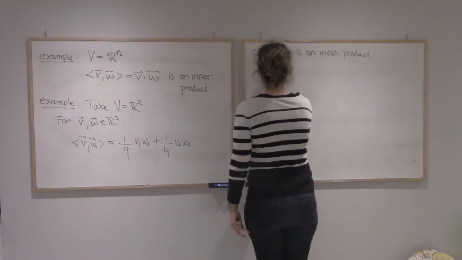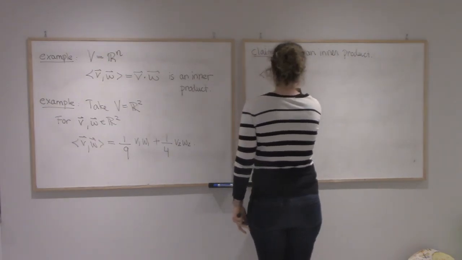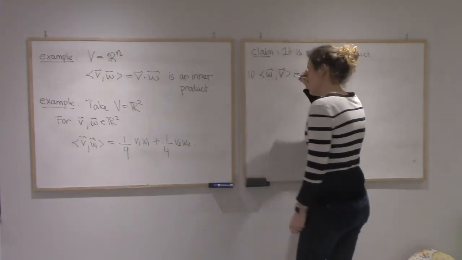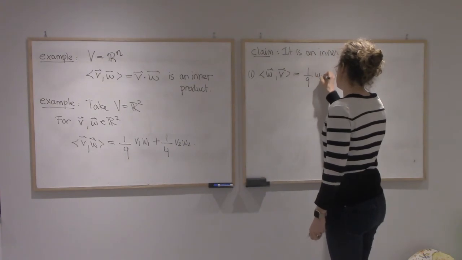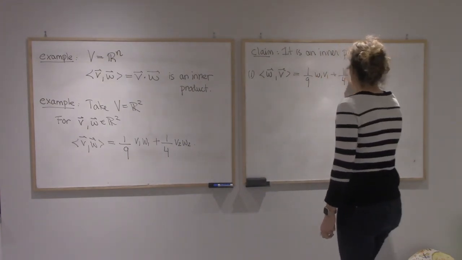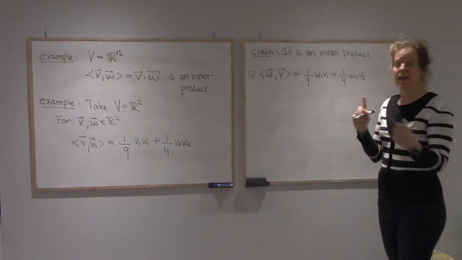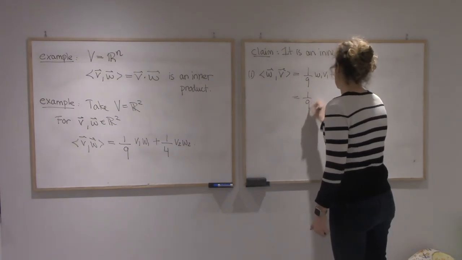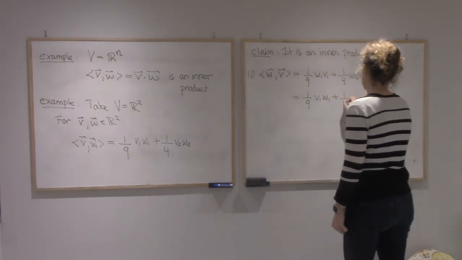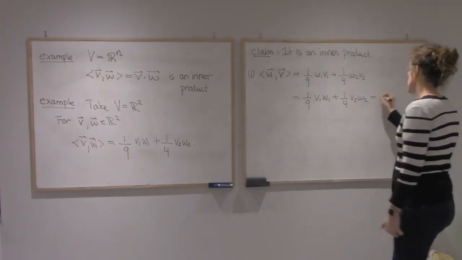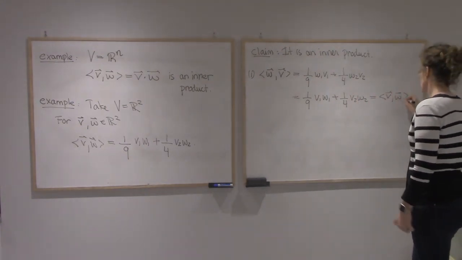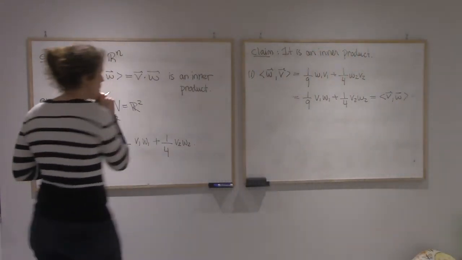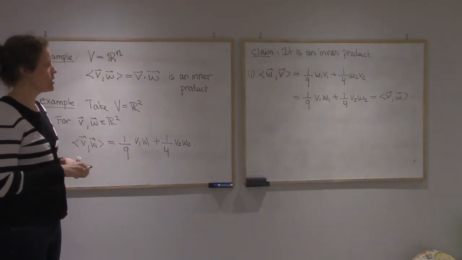So if I start with WV, that's going to be 1/9 W1 V1 plus 1/4 W2 V2. Of course, now at this point, these are real numbers, and I know I can switch the order. So I'll get 1/9 V1 W1 plus 1/4 V2 W2, which is VW. All right, so the first condition is true.